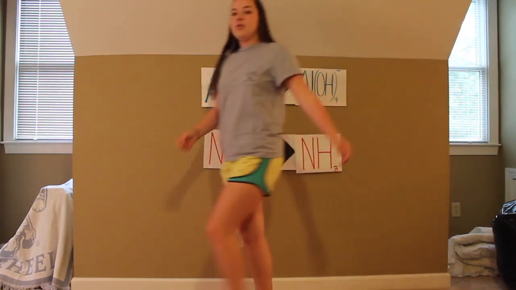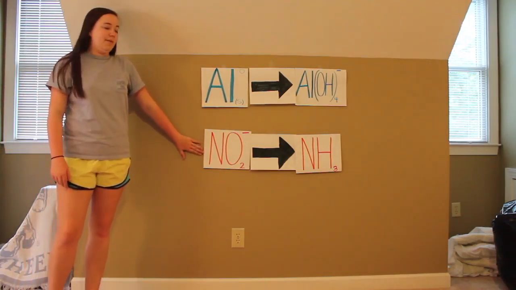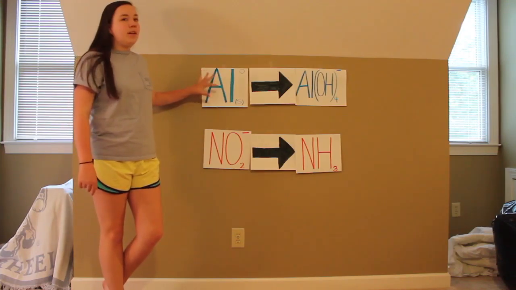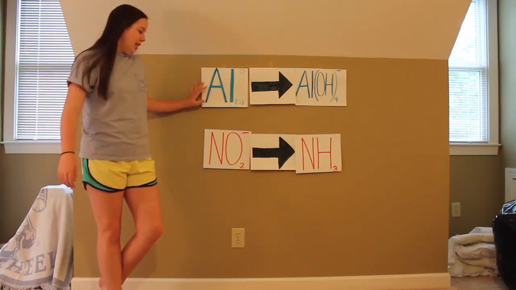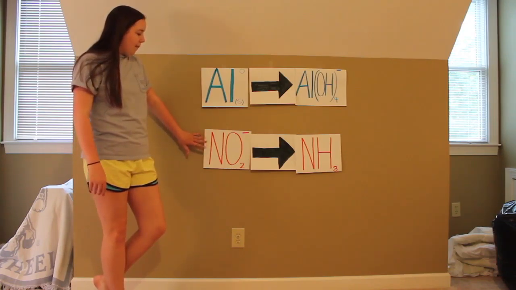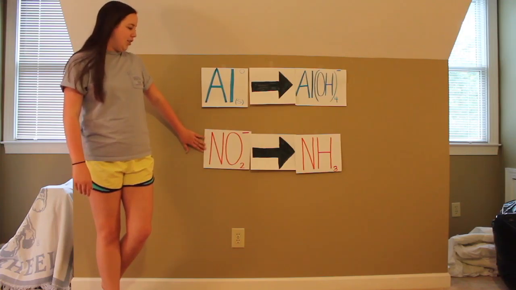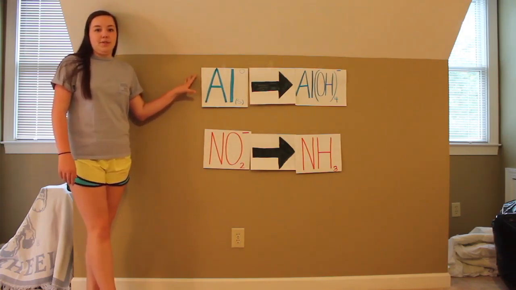So now we have two half reactions, one with aluminum and one with NO2 minus. This one is going to be our oxidation one because aluminum is losing electrons, which will make more sense later. And NO2 minus is gaining electrons, so this is our reduction half reaction. So now I'm going to start off by balancing the top reaction first.